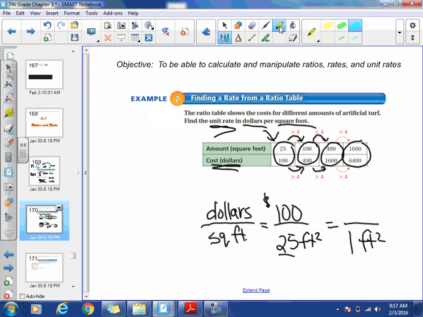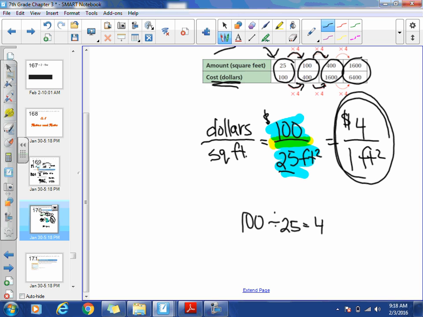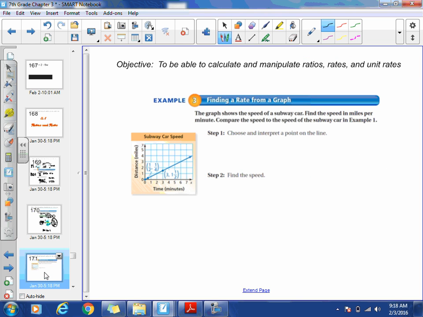Remember, whenever you see a fraction bar, that fraction bar means divide. So this line right here means divide, and then we just work our way down. Top divided by bottom, numerator divided by denominator. So 100 divided by 25 equals 4. So that's our missing number. 1 square foot of this is going to cost $4, and this is a unit rate because the denominator is 1.